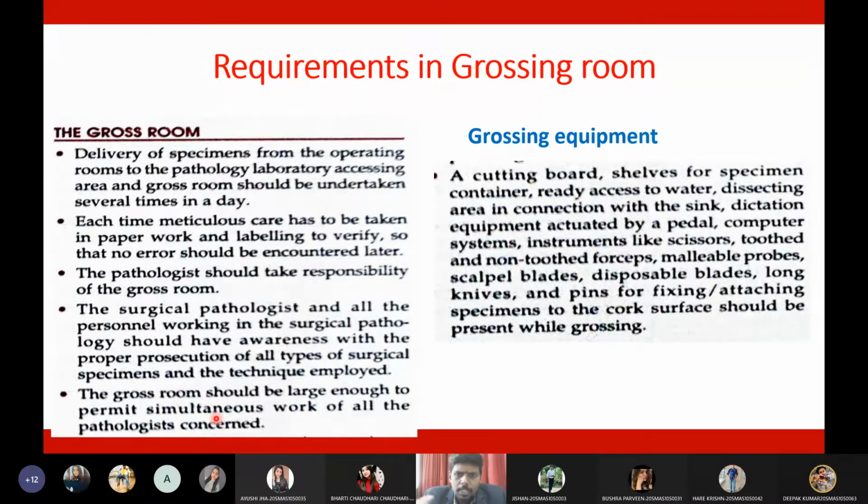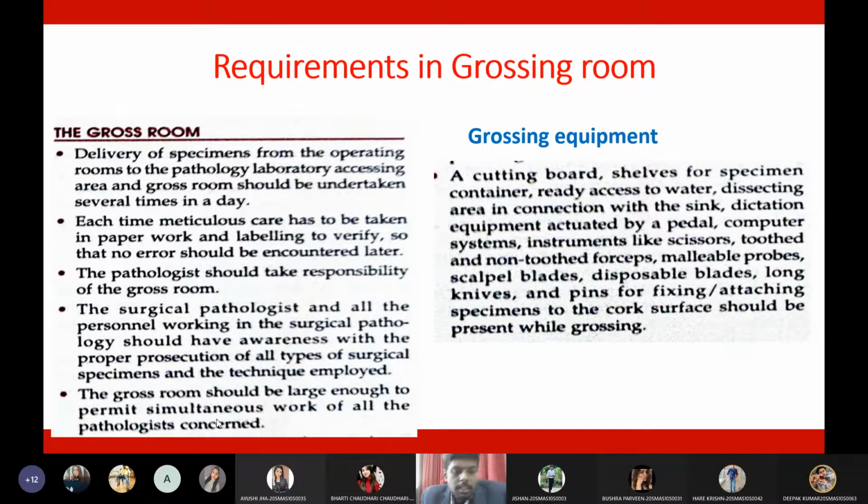There are certain parameters that are required for a grossing room. The grossing room should have proper ventilation. It should have proper space. The floor should be slip-proof. It should not be so smooth; it should not be slippery. The grossing room should have exhaust fans. Even if any fumes are coming from the specimen, those fumes will be exhausted via ventilation. Okay, exhaust fans in the grossing room.